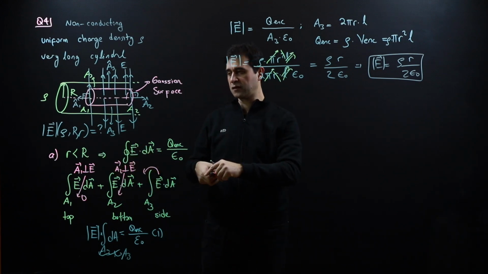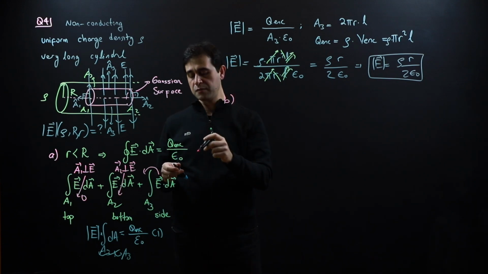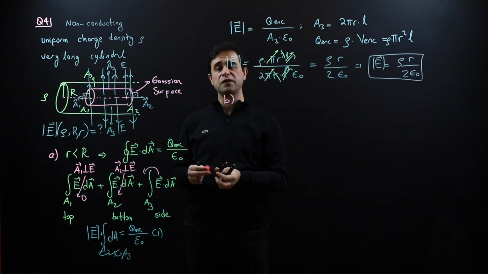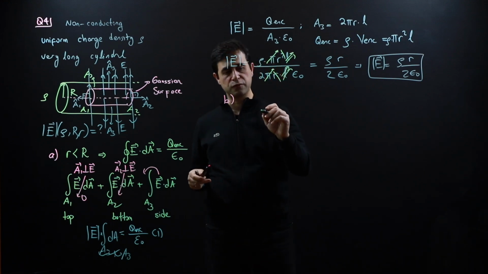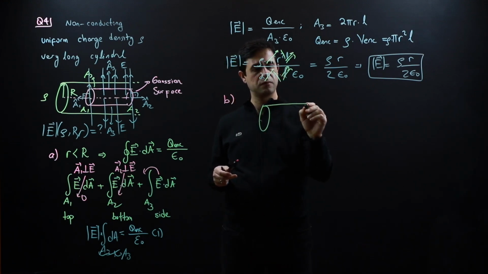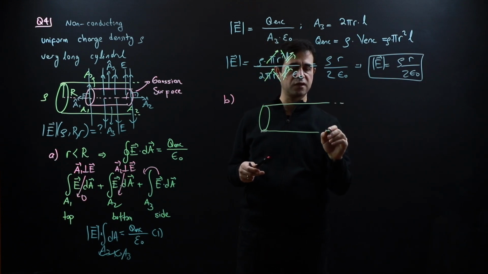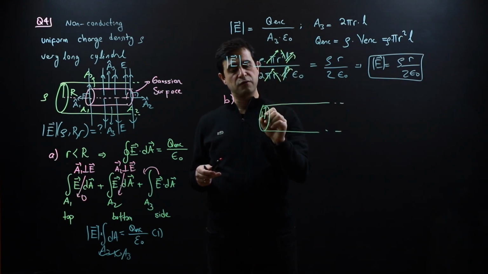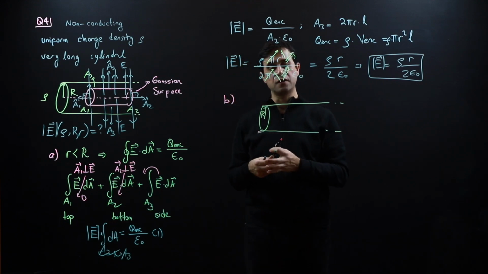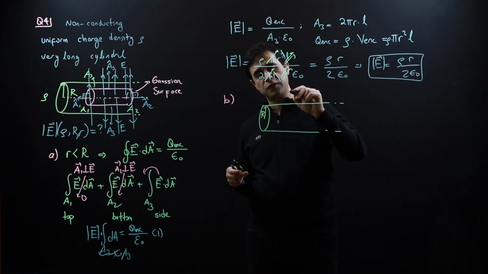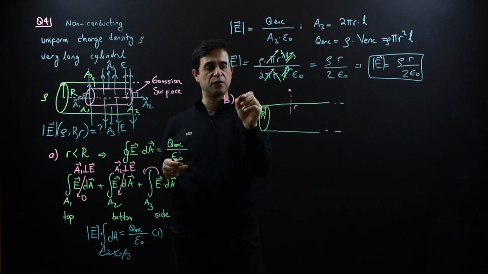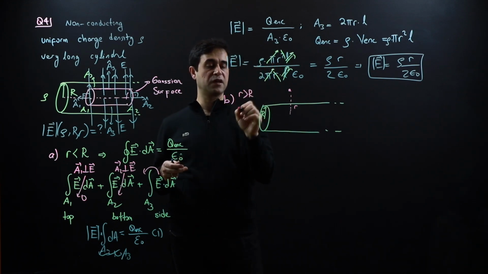Now, the second part is B. And the second part is when radius r, small r, is bigger than capital R, meaning that maybe it's a good idea to redraw it. Let's say this is the cable. It's a very long cable again. It goes like that from both sides. And the radius is capital R. Now we are interested in a point away from capital R. So now the Gaussian surface is at small r, but this time r is bigger than capital R.